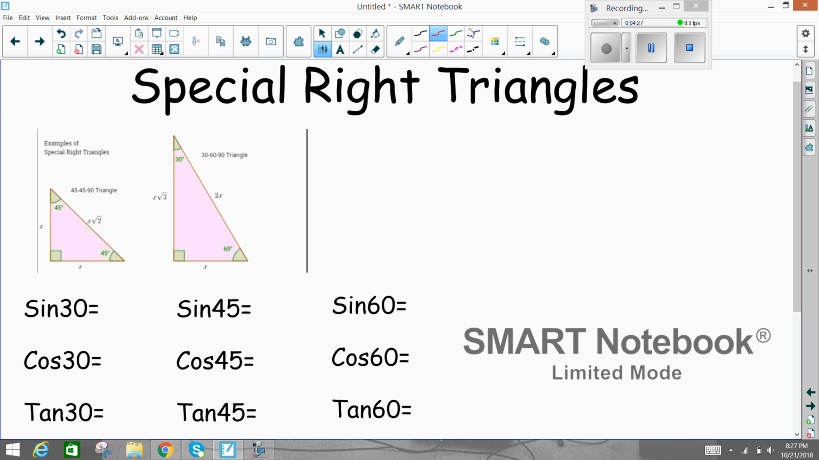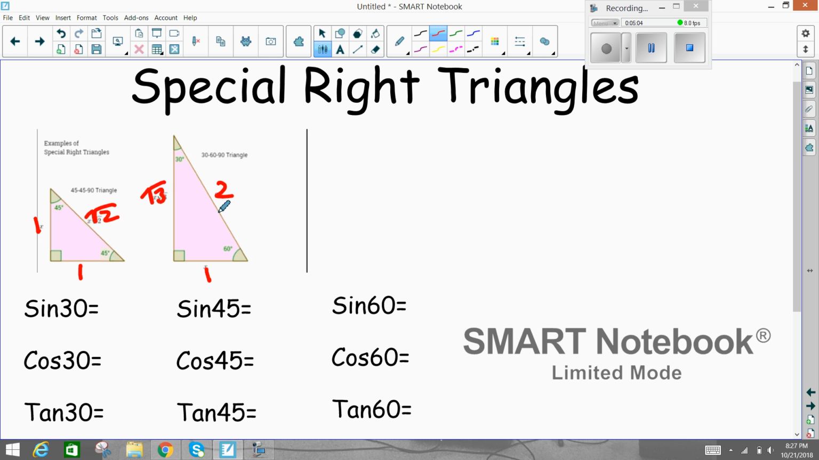So I usually think of my special right triangles as having ratios of 1, 1, root 2 and 1, 2, root 3. The reason the pictures have the x's in them is because if this were 3, this would be 3 root 2, and that would be 3 root 2. So that may be how you learned it in geometry, but it's just as well to know them like this because these are reduced to lowest terms.